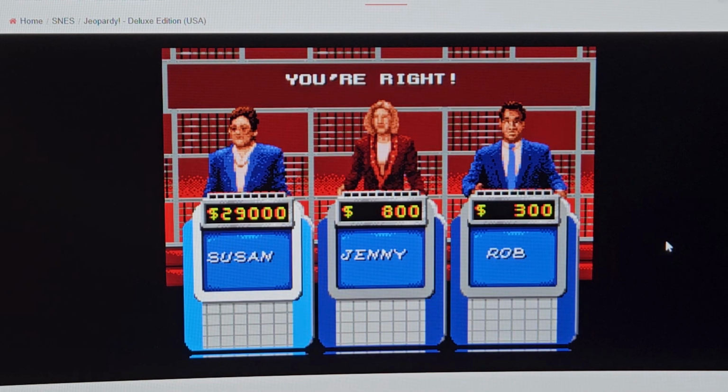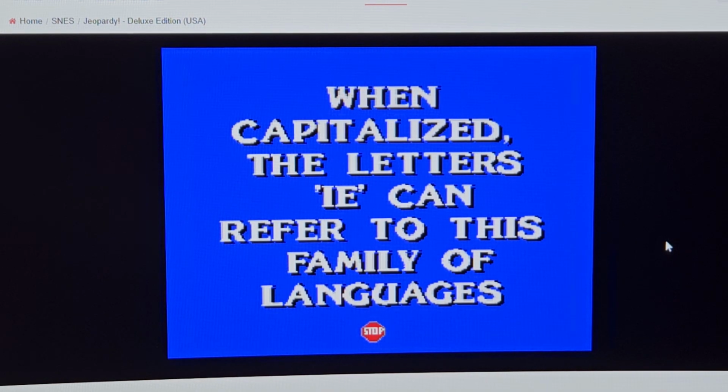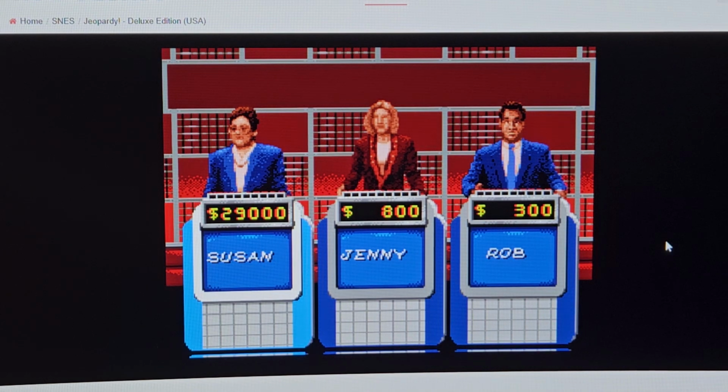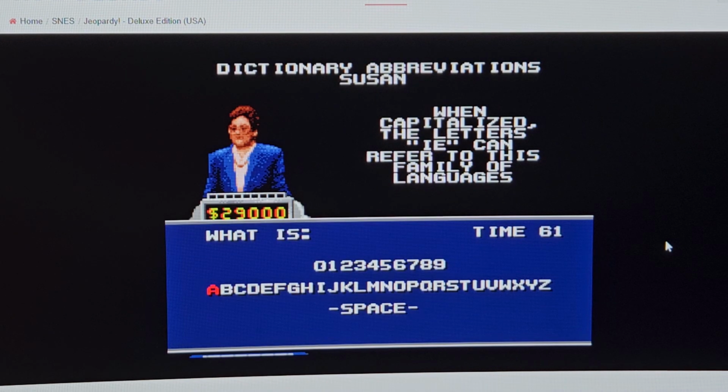Oops. There we go. That's it. All right, and let's take it for 1,000. Abbreviations. The answer is: when capitalized, the letters IE can refer to this family of languages. What is Indo-European?